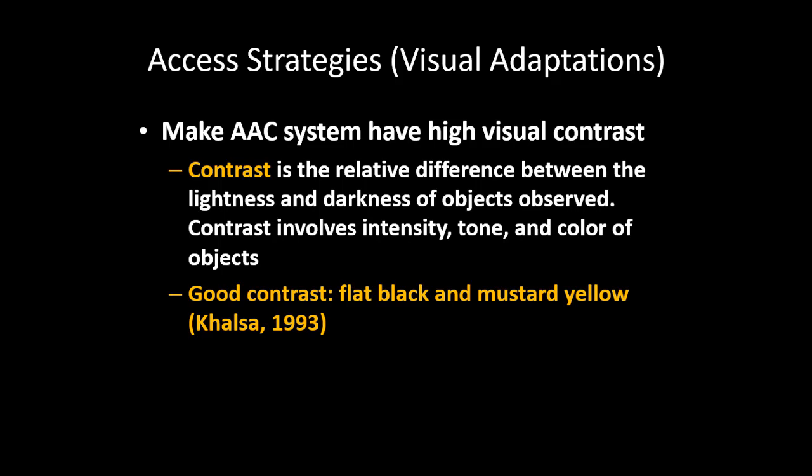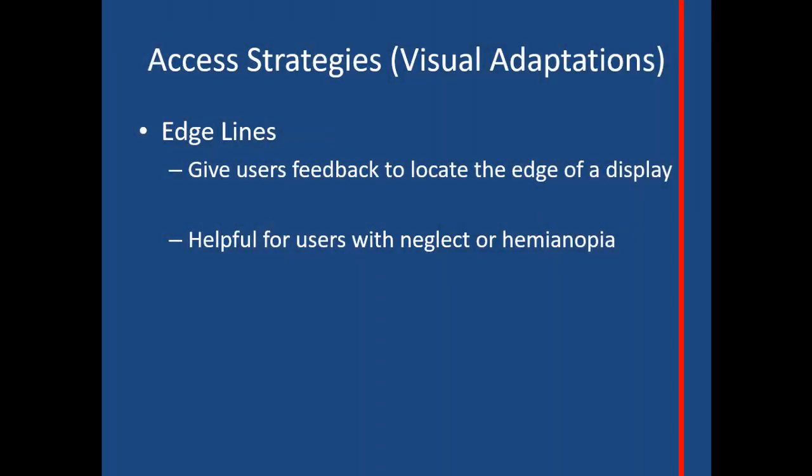So this is one example, and it's something you may see with strength, kind of ramping up the color contrasts. Another adaptation you might see would be to implement edge lines. And you see I have a red line here on the edge of my display. Edge lines will give users some feedback so they can locate the edge of the display. This is very helpful for users who have a right neglect or hemianopia, and can be used with readings.